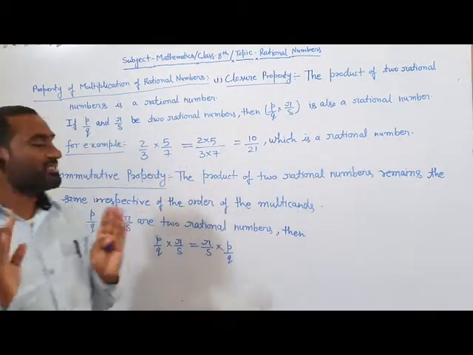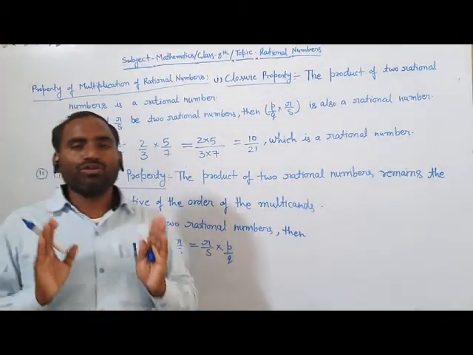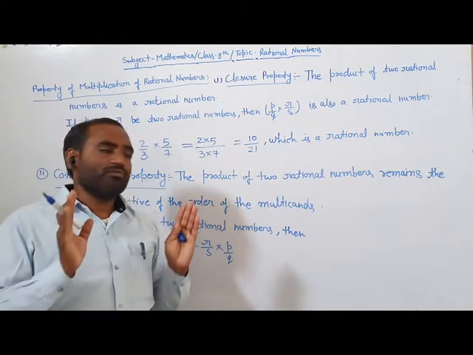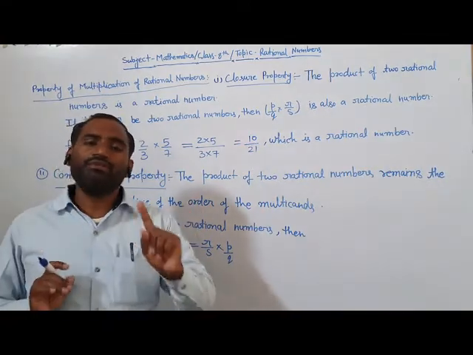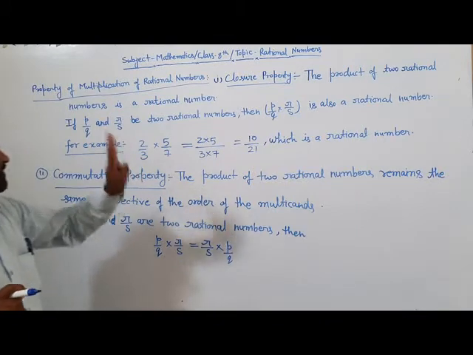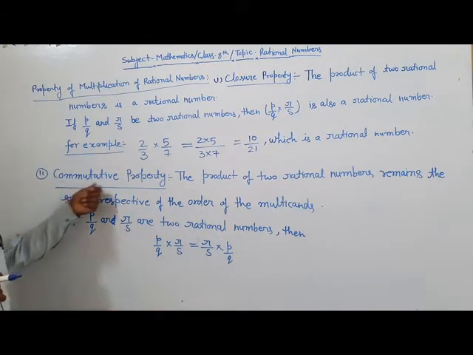So the closure property says that if there are two rational numbers, the product of those rational numbers will also be a rational number. The second property is the commutative property.